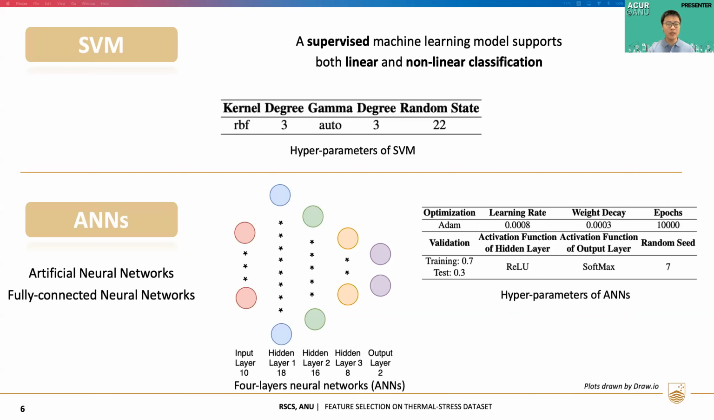Support vector machine is a supervised machine learning model that performs both linear and nonlinear classification. In this paper, we use an RBF kernel and leave all hyperparameters as default. Artificial neural network, also known as fully connected neural network, is the second model we use. Compared to a deep neural network, it has a simple architecture and fewer hidden layers. We use a 4-layer neural network in our experiment with ReLU as the activation function. For the optimizer, we apply Adam with 0.0003 weight decay.